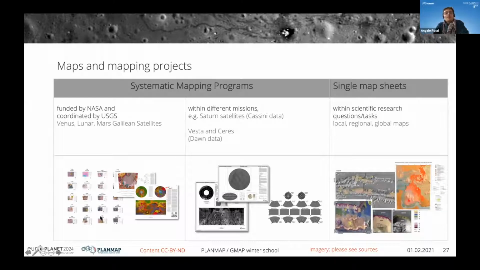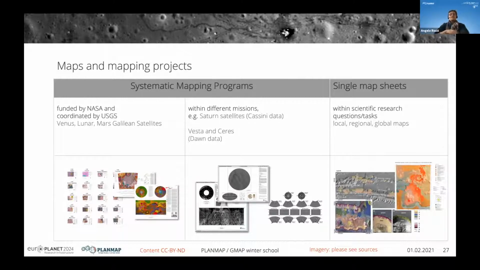So, some examples to close the overview on actually mapping projects, because a mapping project is something which is bigger than a single map. A single map, I can do it. A mapping project typically needs some institution, some kind of group, and several individuals or several institutions. This can be scaled quite a lot.